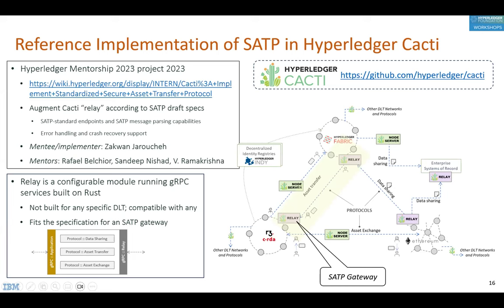This implementation was worked on as part of a Hyperledger mentorship project last year. We wanted to augment the relay according to the SATP draft specs that Thomas gave an overview of earlier. We wanted to implement the SATP standard service endpoints and SATP message passing capabilities in the pre-existing relay module. And we also wanted to add error handling and crash recovery support. That's something that Rafael is going to be talking about in more detail.